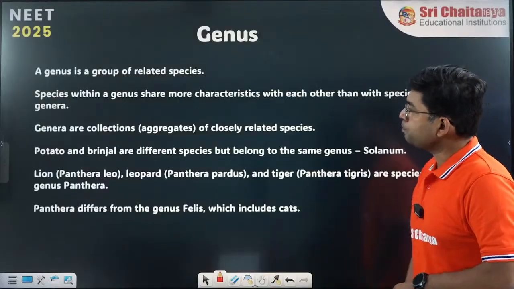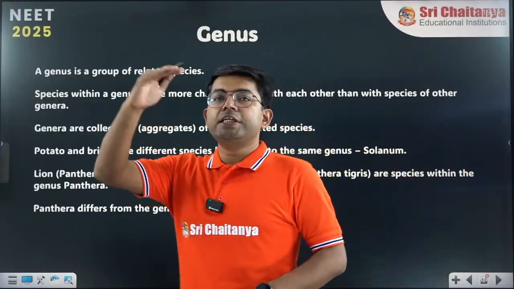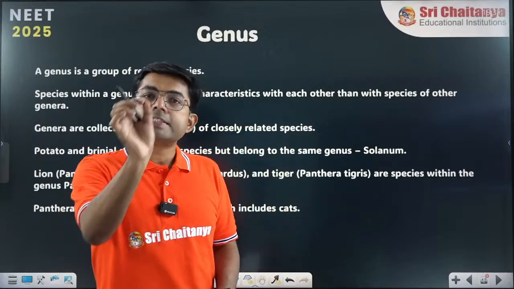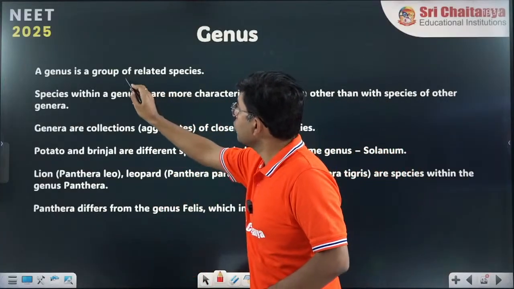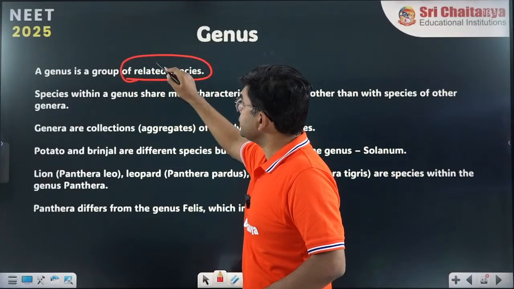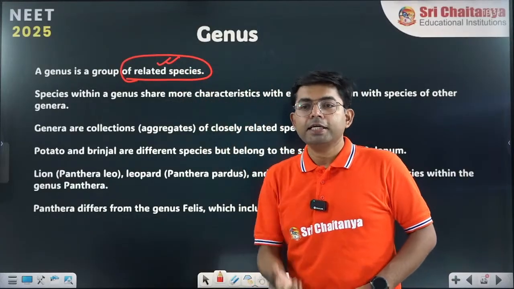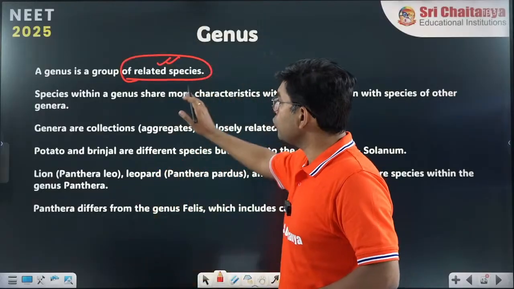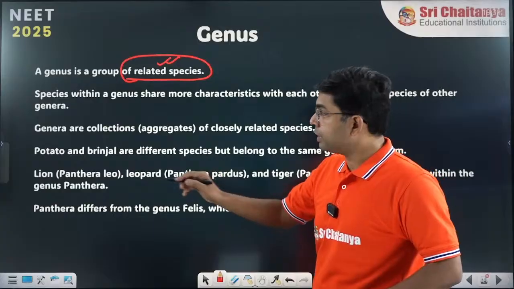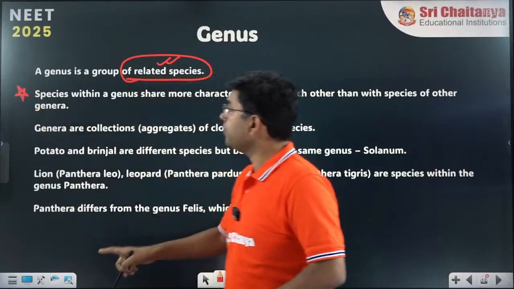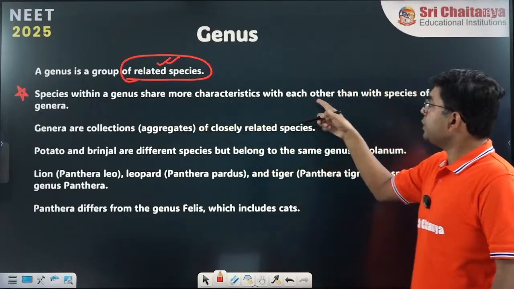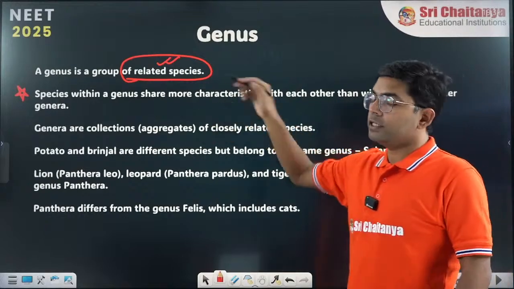So let's continue. Above the species will come the genus. We have just seen that the same genus can have different species, right? So a genus is a group of related species. Remember, related means the genus will have some characteristics in common. Also this line is very important, given in NCERT: the species within a genus share more characters with each other than with the species of other genera.